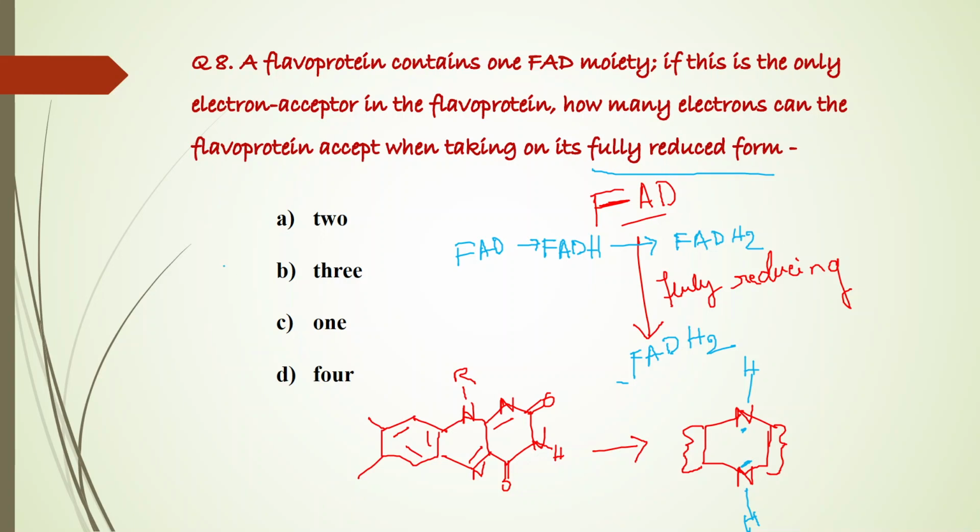So we have our, let me write it down, fully reduced form means FAD to FADH2. They are talking about this form. Now it is asking how many electrons can flavoprotein accept during this reduction. That means we basically need to balance this half reduction reaction. So on your left hand side you have your FAD and here is FADH2.